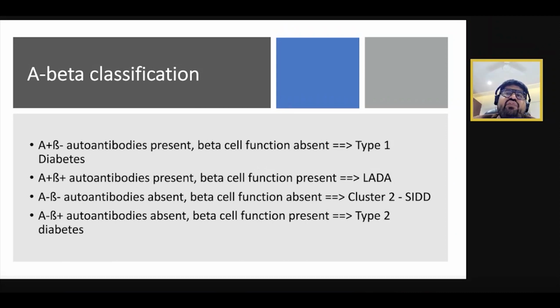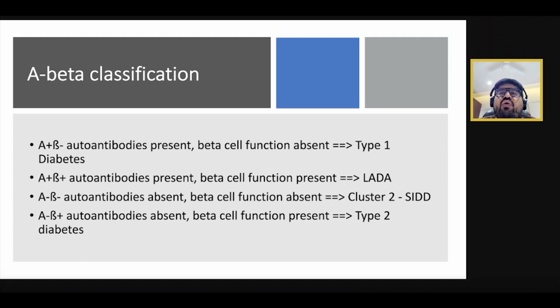So the third classification, which in my opinion is the best way of classifying, is what is known as the A beta classification. A is basically the autoimmune marker and beta is the beta cell function. So autoimmune markers are either present or absent. The autoimmune markers typically are GAD antibody, IA2 antibody, IAA antibody, and ZnT8 antibodies. These are all markers of autoimmune diabetes, which is basically, by definition, type 1 diabetes.